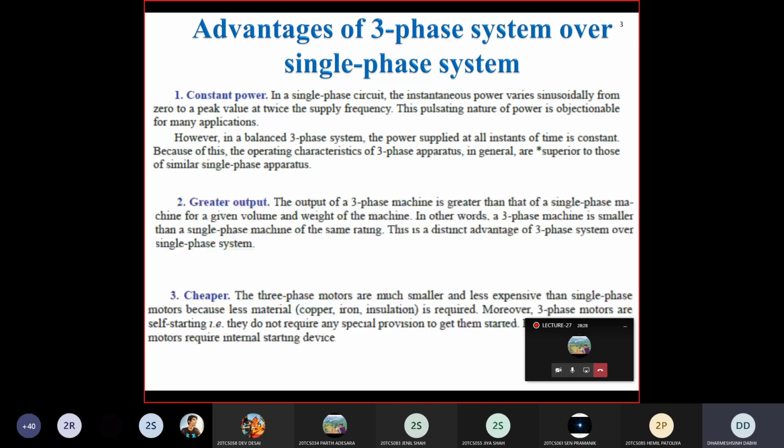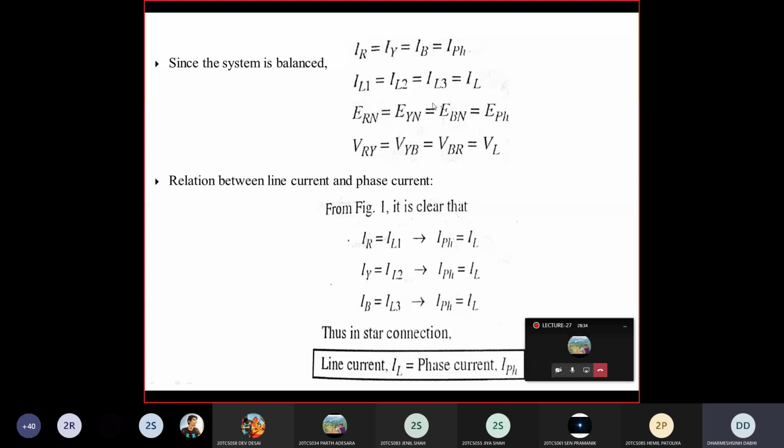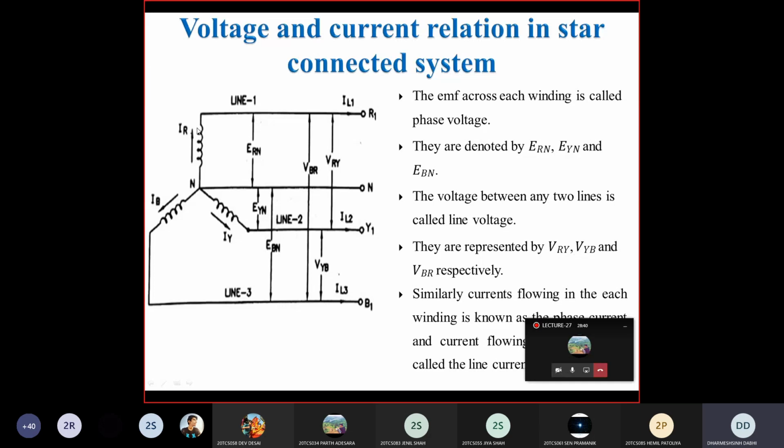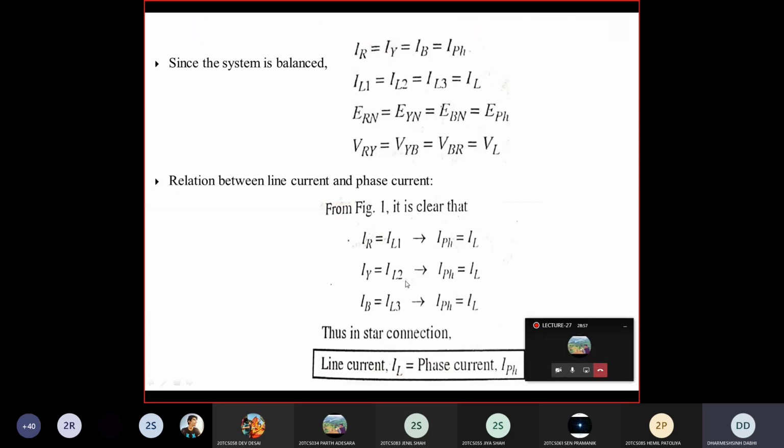In a star connected system, as we studied in the last lecture, you can see from the figure that line current and phase current are both the same. IR is equal to IL1, the same way IY is equal to IL2, IB is equal to IL3. It means in a star connected system, each phase current IR, IY and IB is equal to the line current IL1, IL2 and IL3. So whatever phase current you get, the same line current you get. So find out the phase current.